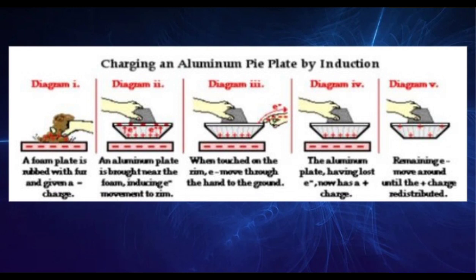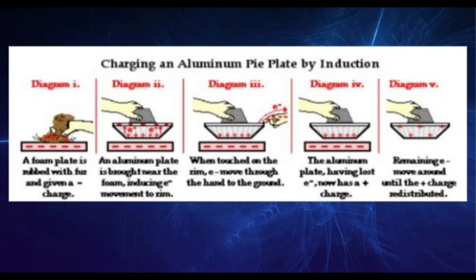And also, as the aluminum plate is brought near, electrons within the aluminum are repelled by the negatively charged foam plate, wherein there is a mass migration of electrons to the rim of the aluminum pie plate. And take note, at this point, the aluminum pie plate is being polarized. Yes, it is being polarized with the negative charge located along the upper rim farthest from the foam plate.